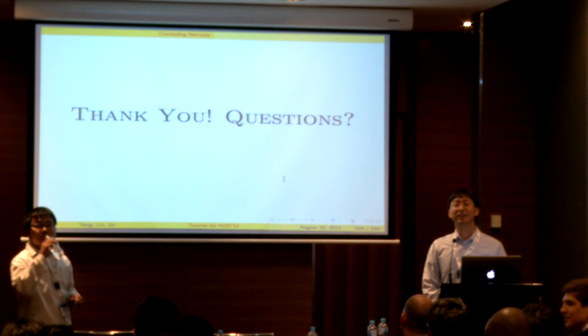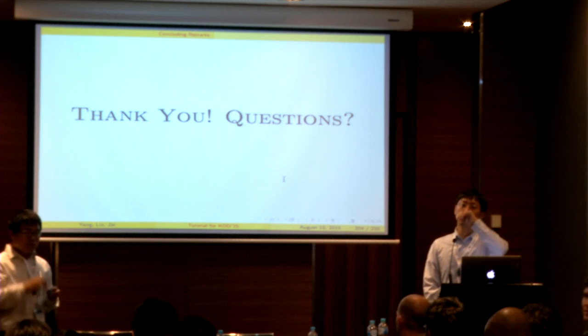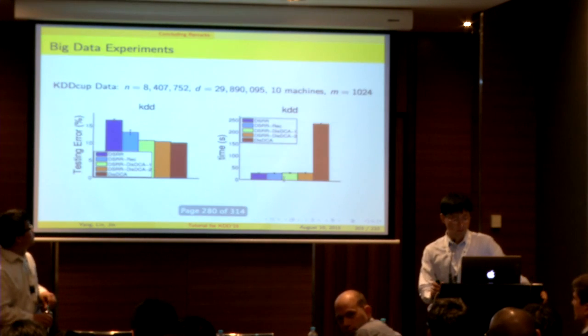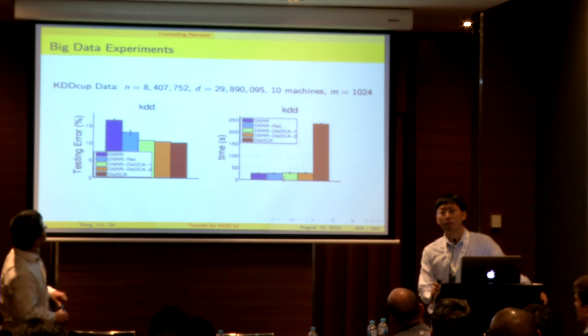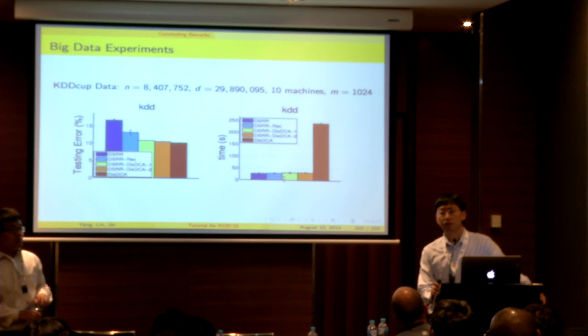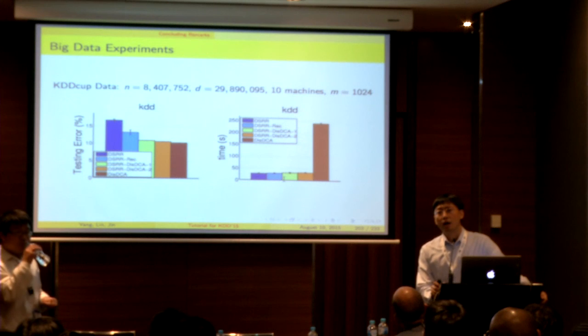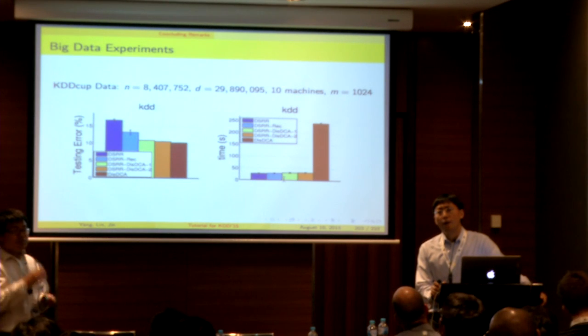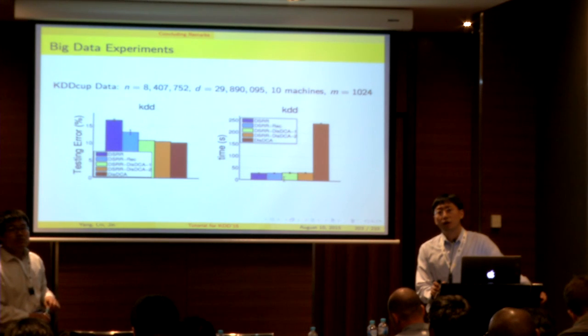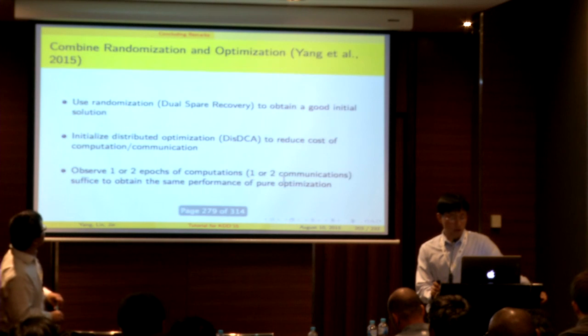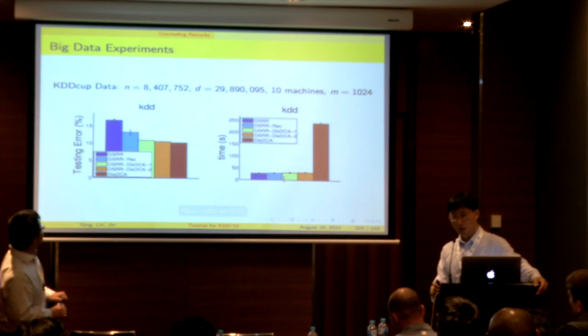Yes? How can you explain that for the final slide, the performance is not as good? Because you are still working on the convex class of problems. You just change the initialization. Then afterwards, you run the same algorithm, but you say that at the end, you are not getting as good results as pure optimization. Why so?